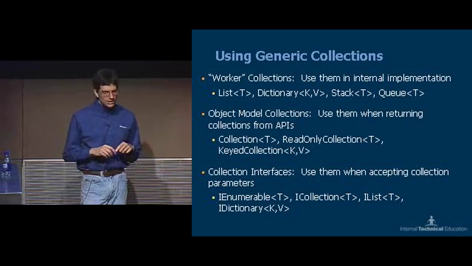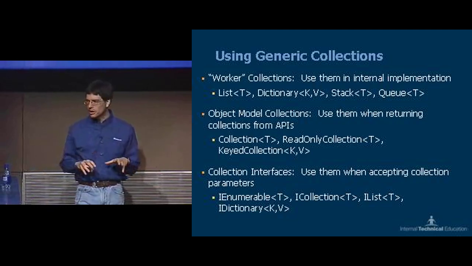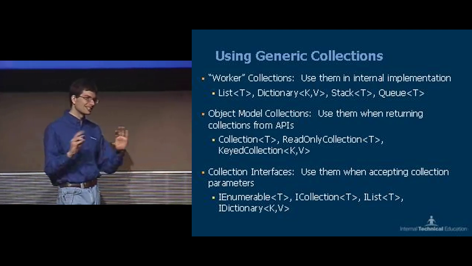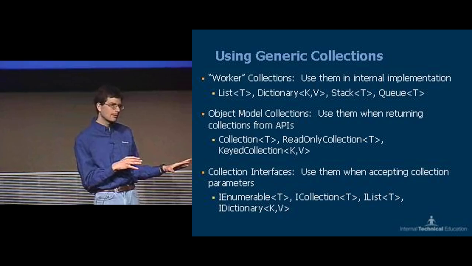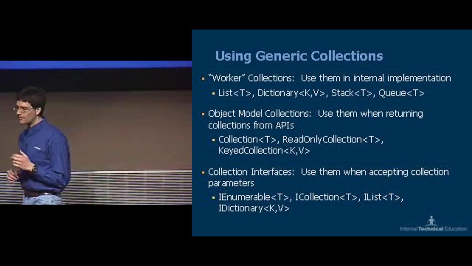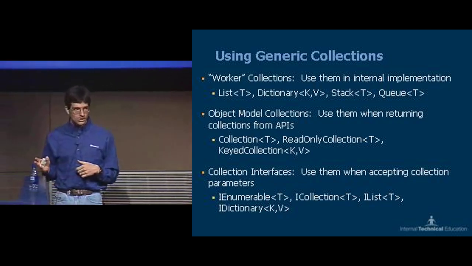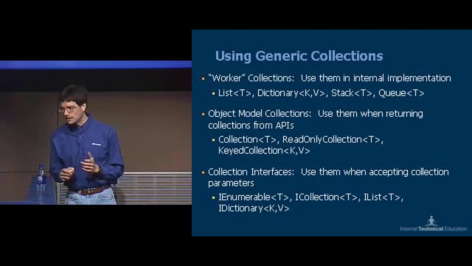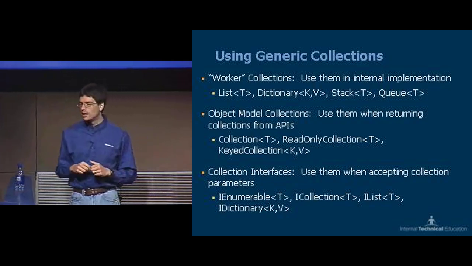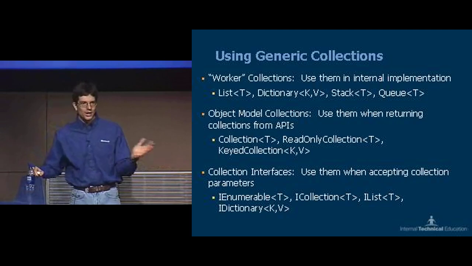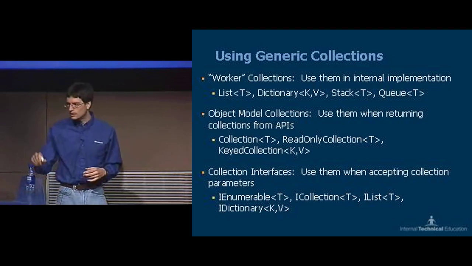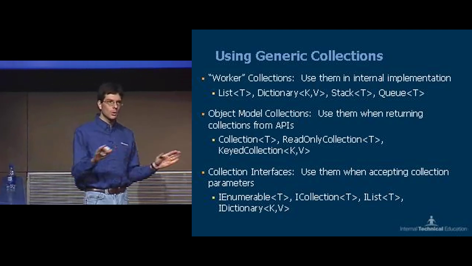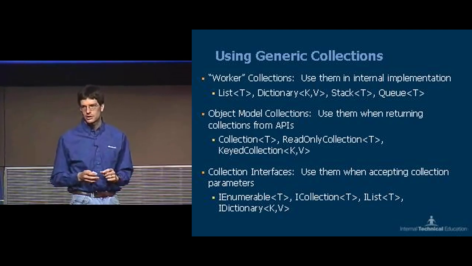And then we have a set of collections that are for object models. So for when you're returning a collection, so as some kind of out parameter, so the return type of a property, for example, we have collection, read-only collection, which doesn't allow adding and removing members, and then a dictionary type. So those are for returning. And then if you want to take in, we have these for accepting parameters that are interface-based, so you can take in a wider range of collection types.